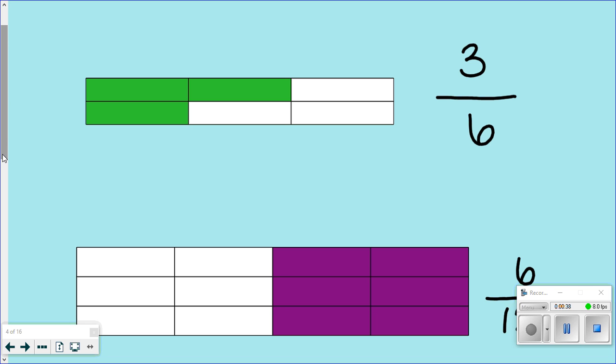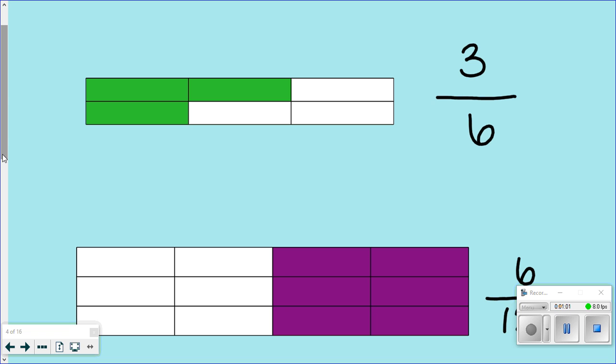So we have this bar. Part of it is shaded in green. Not the whole thing, but part of it is. The part that is shaded is called a fraction. And there are different ways to count that fraction, just like there are different ways to count numbers.